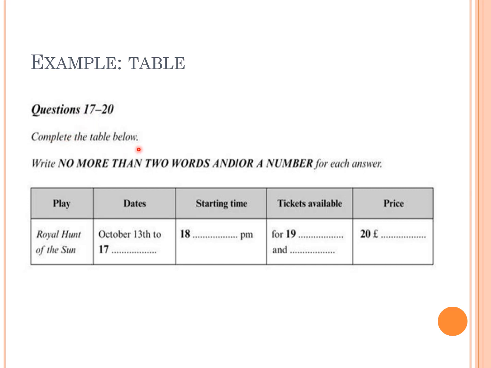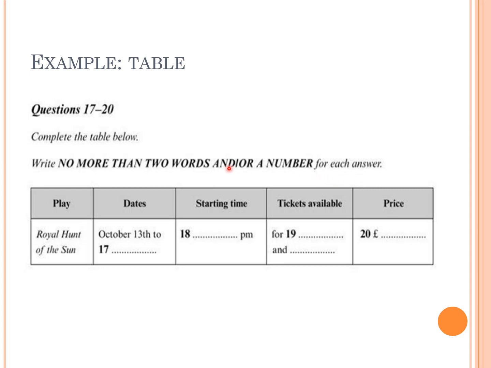Complete the table below. Write no more than 2 words or a number for each answer. So if you are given no more than 2 words, you can write 1 word, you can write 2 words, but not more than 2 words. And you can write a number with these 2 words, or a number. You have an option, maybe you have to add a number, maybe you do not have to add a number. So 2 words and one number for each answer.